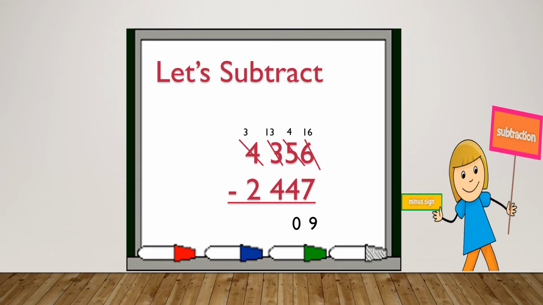So now we can subtract the hundreds. 13 subtract 4 gives us 9. 3 subtract 2 gives us 1.